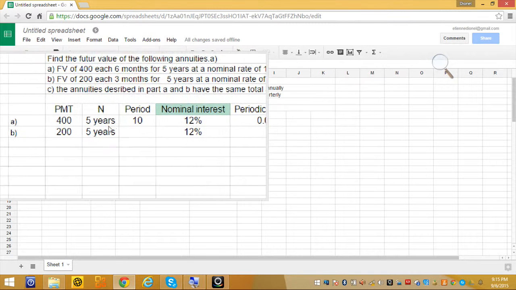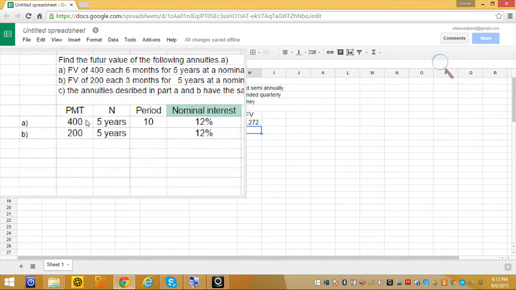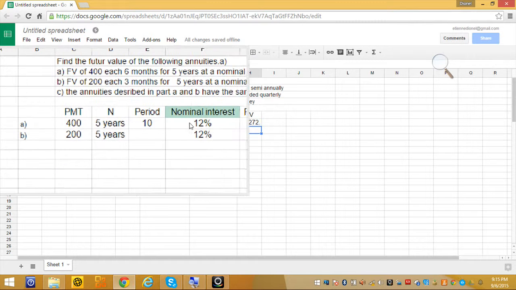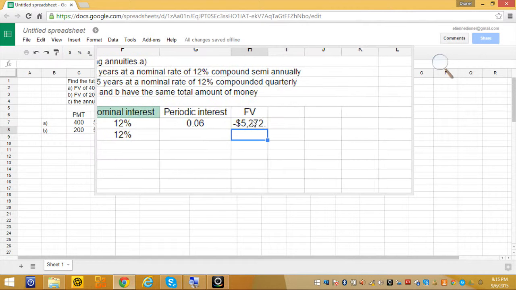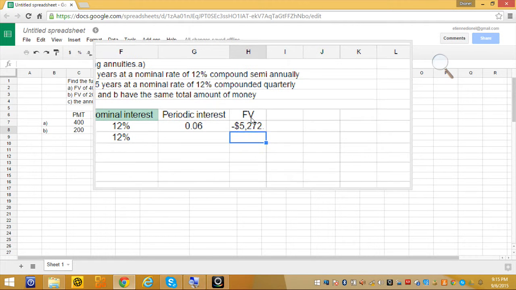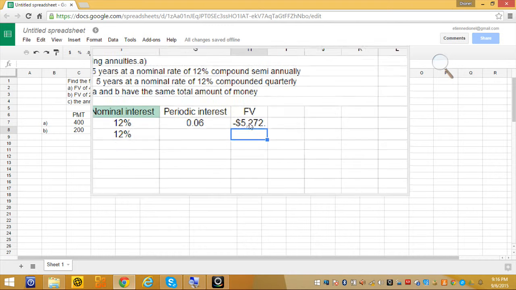So if this is an input, it depends on if the payment is an outflow, the future value is going to be an inflow. If the payment was an inflow, the future value is going to be an outflow. So generally, payment and future value have different signs. The sign just means that if one is an inflow, the other one is going to be an outflow. Cash inflow, cash outflow, they always have different signs. That's the way you should understand the fact that you got this one.